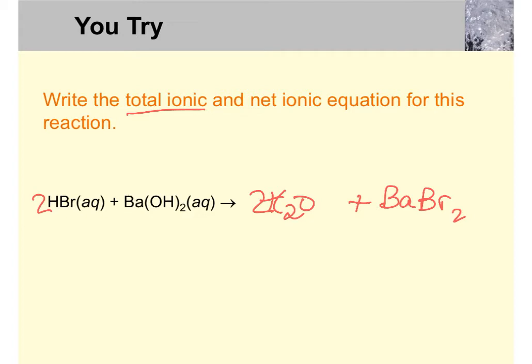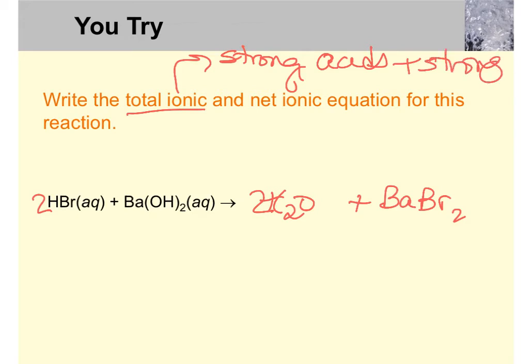Okay, so what all ionizes? We have strong acids and strong bases. And we haven't really talked about which acids are strong and which ones are weak. So at this point, for this practice, I'm just going to tell you that HBr is a strong acid and that barium hydroxide is a strong base. So they're going to dissociate.